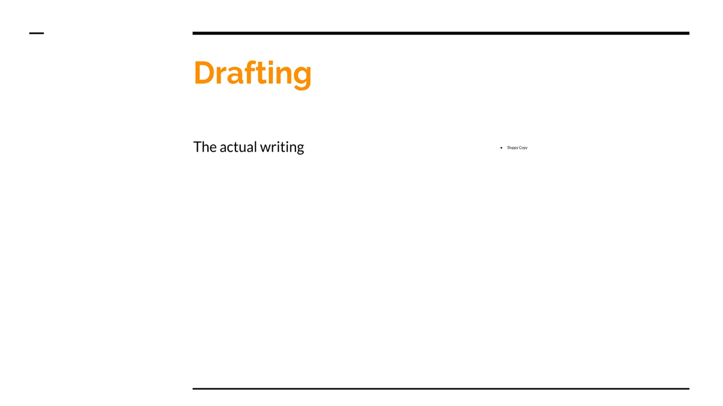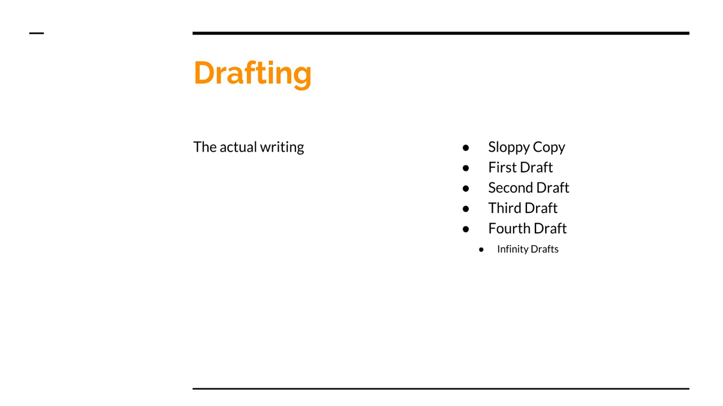Drafting is the actual writing. This could be your sloppy copy, your first draft, a second draft, or a third draft, or a fourth draft. An infinite number of drafts because true art is never finished, it's only abandoned, and in this class we ain't quitters, so we're not going to abandon our drafts until they're ready for publishing. But the point is that you will write many different versions of your message so that you can adapt your idea to the genre, to the audience, and to make it as strong and clear as you possibly can.